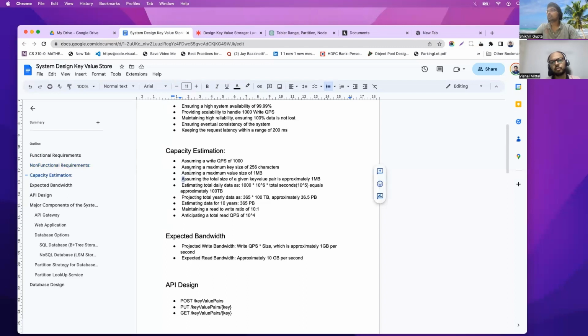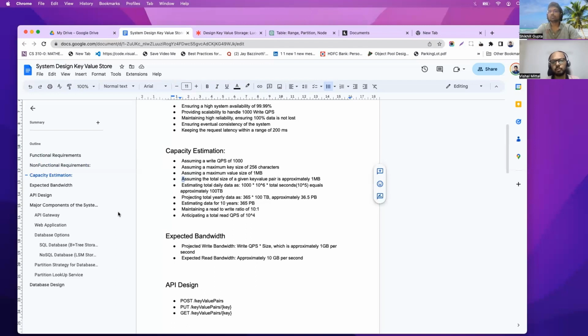Assuming the maximum value size of 1 MB, is it like a fixed kind of block in the DB, or is it flexible? Some values can be lesser than 1 MB. The maximum size of the value supported is 1 MB. Lesser is fine, but it should not be more than that.